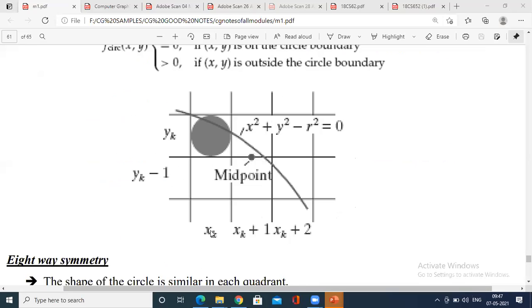When it comes to the x-axis, a pixel is selected. This pixel is the first pixel, this will be the second pixel, this will be the third pixel. That is xk, and what will be the next interval? The x will be incremented in unit interval. xk is the first with respect to the x coordinate, xk plus 1 the second intercept, xk plus 2 the third, that is the next coordinate with the x interval.